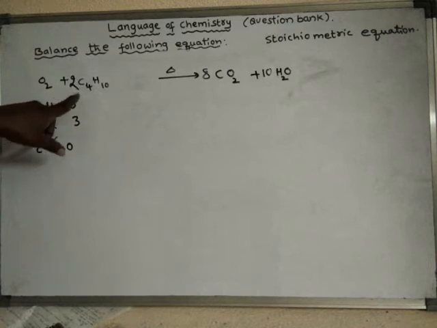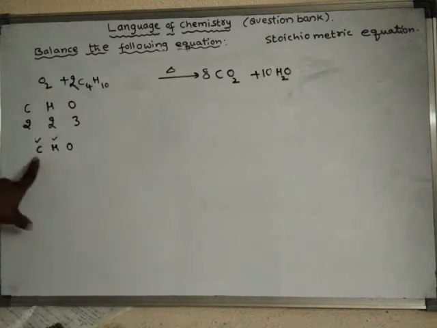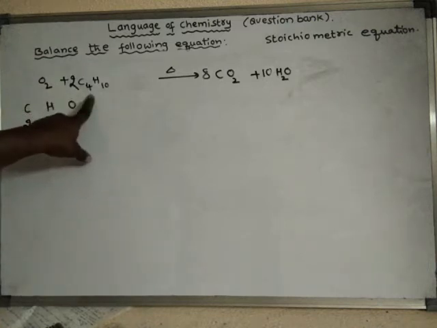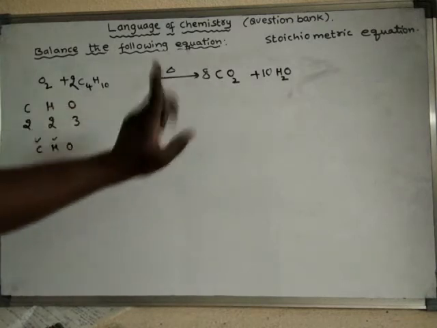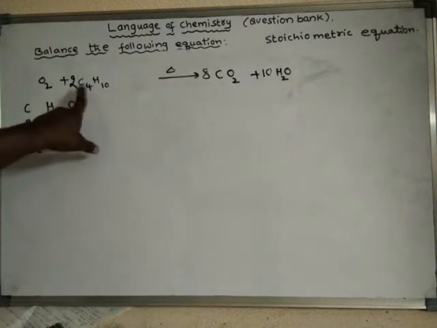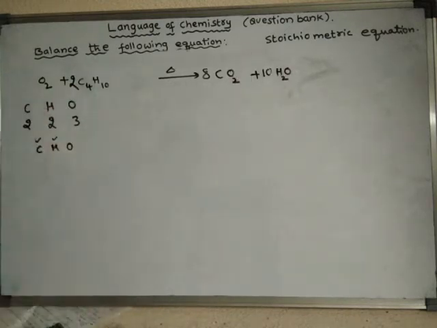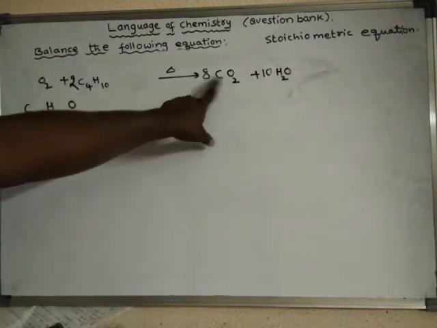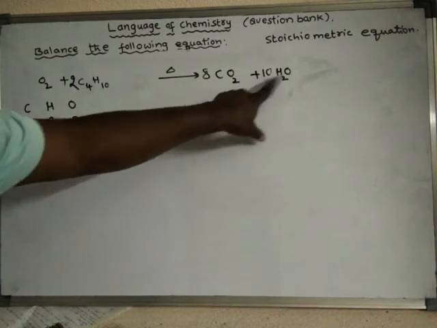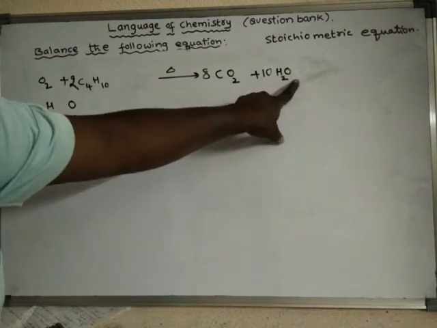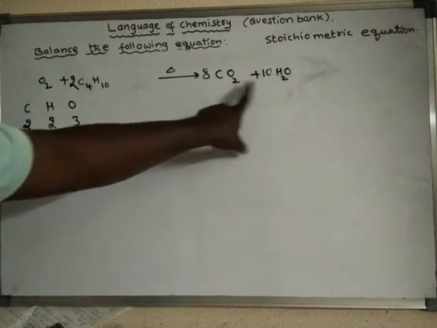So now we'll go with the carbons. How many carbons are there? 8 carbons are there. Here 8 carbons, balanced. Okay. Hydrogens. How many hydrogens are there? 20 hydrogens. Here also 20 hydrogens. Even this is also balanced. Now check oxygens. How many oxygens are there? 2. Here how many? 16 plus 10, 26. Here how much? 16 plus 10.